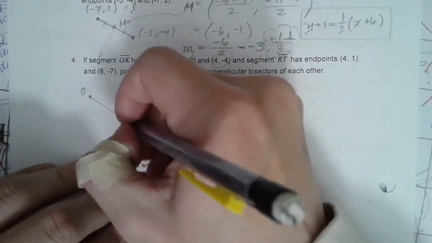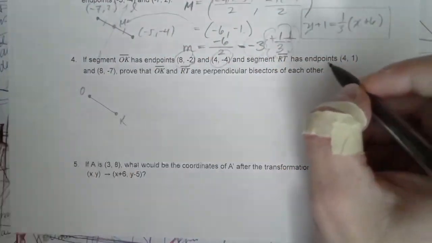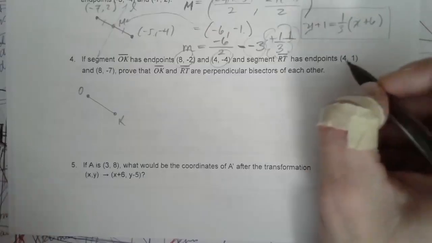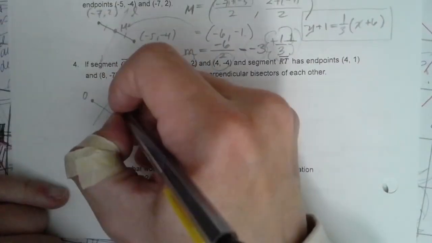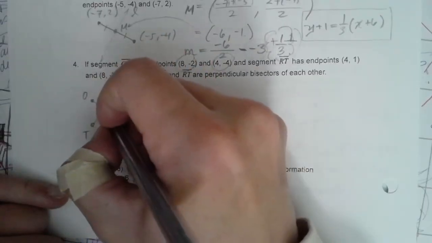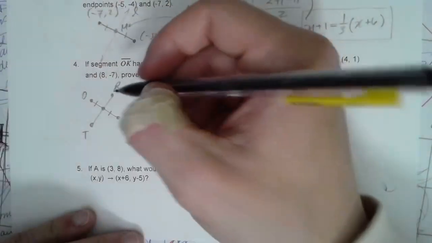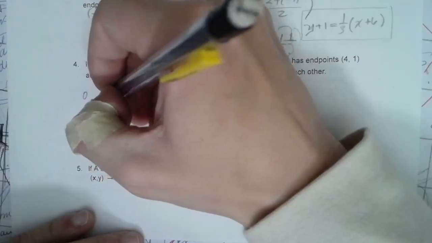We have OK, all right, which is at 8, -2, and 4, -4, all right? And then we have RT, 4, 1, and 8, -7. And this is not what they look like. I'm just kind of drawing them. Here's R and T. And we're saying that this point is the midpoint of each. They're perpendicular bisectors to each other. So this line is split in half, but also this line is split in half.